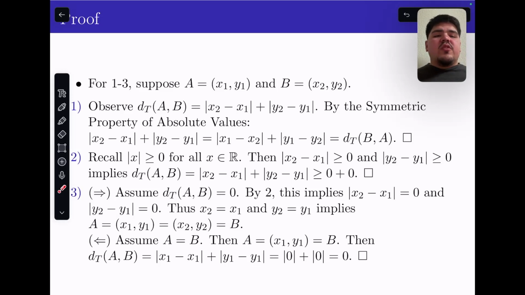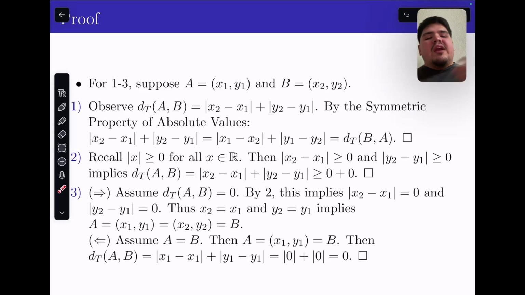Then the third one, remember, it was an if and only if statement that said the distance between A and B is equal to 0 if and only if A and B are equal to each other. So what you do is you assume that the distance is equal to 0. Then using this formula right here about the absolute value, you have that x2 is equal to x1 and y2 is equal to y1. So therefore, A is equal to x1, y1, which is equal to x2, y2, which represents B. Okay?